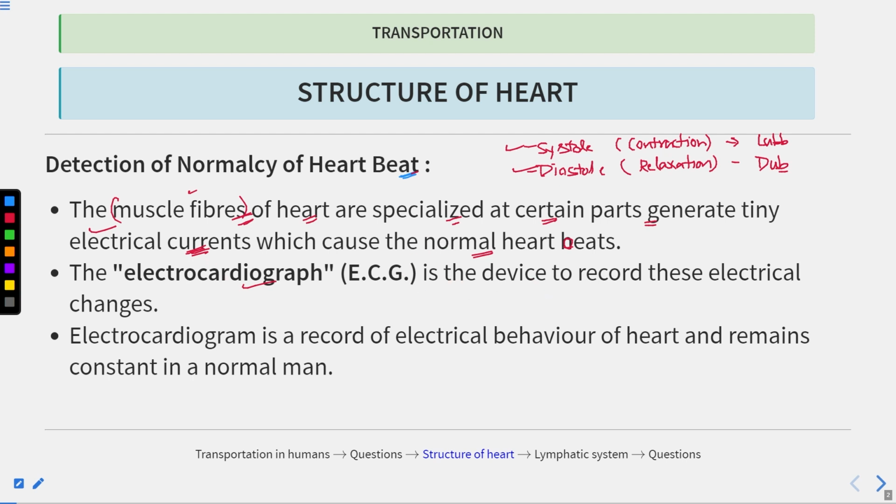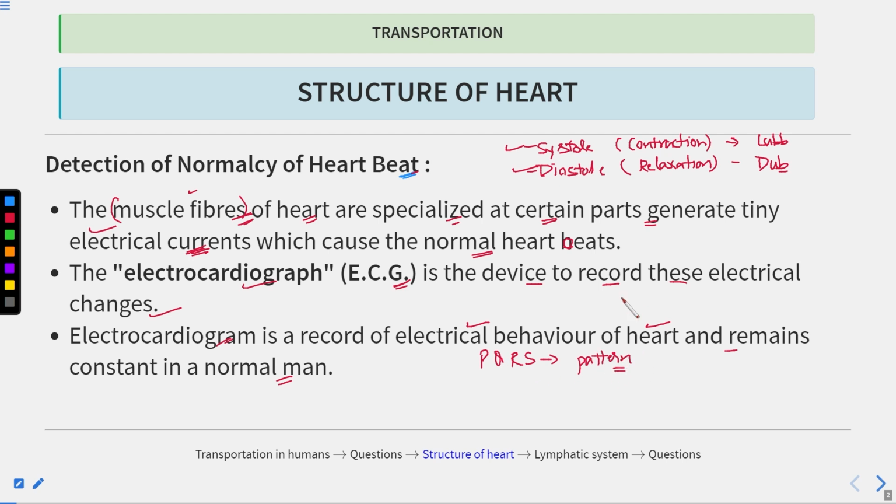This ECG is a device which records these electrical changes. There are some electrical changes going on, and the ECG records them. The electrocardiogram is a record of the electrical behavior of the heart and remains constant in a normal man. If you see the electrocardiogram, there are some peaks present. These peaks are known as P, Q, R, and S. There is a particular pattern of these peaks, P, Q, R, S.